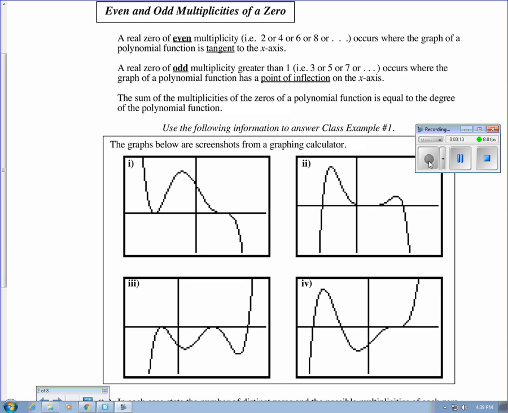And I just want to start first with identifying whether they're odd or even multiplicities. So take a look at your graphs. Are they odds or evens? You can simply use an O or an E.